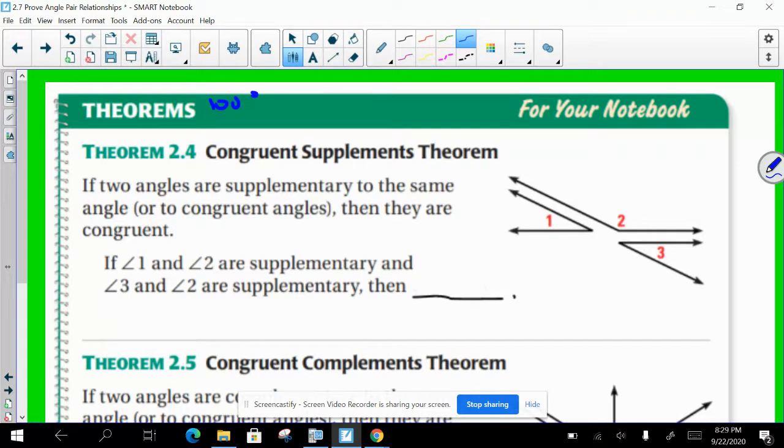So for example, if you've got this 100-degree angle and you've got another angle that's 80 degrees, they're supplementary to each other, right? So what if you have another angle over here that's also supplementary with 80? Well, that would mean these two both have to be 100, so they are both congruent to each other. So it says if angle 1 and 2 are supplementary and angle 3 and angle 2 are supplementary, then you can say angle 1 is congruent to angle 3. That's the congruent supplements theorem.